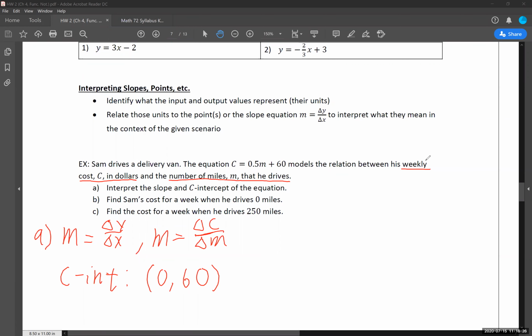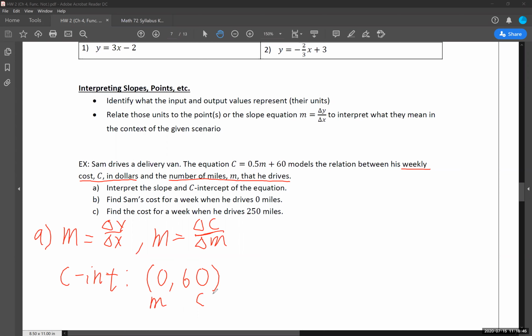Now again, we're going to relate all this back to what our m variable represents. What does our c variable represent? So if we're looking at this, we have our m value, and we have our c value.